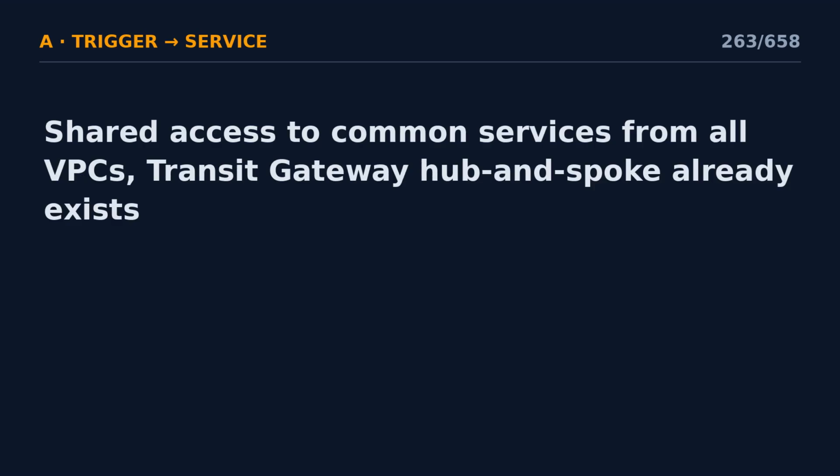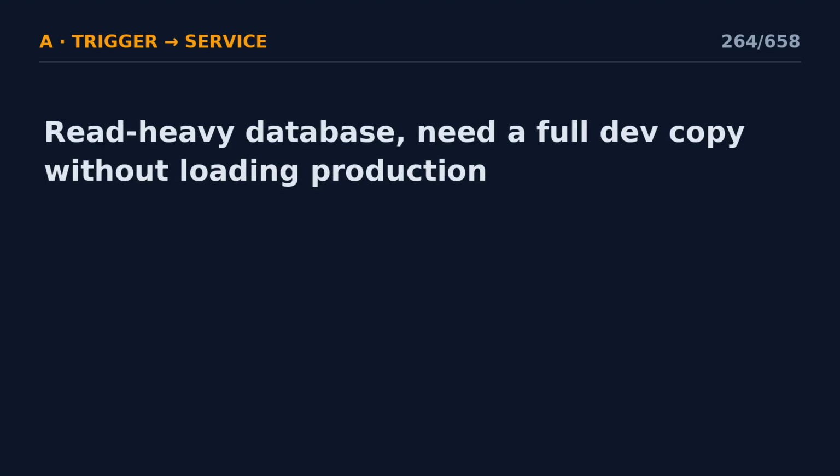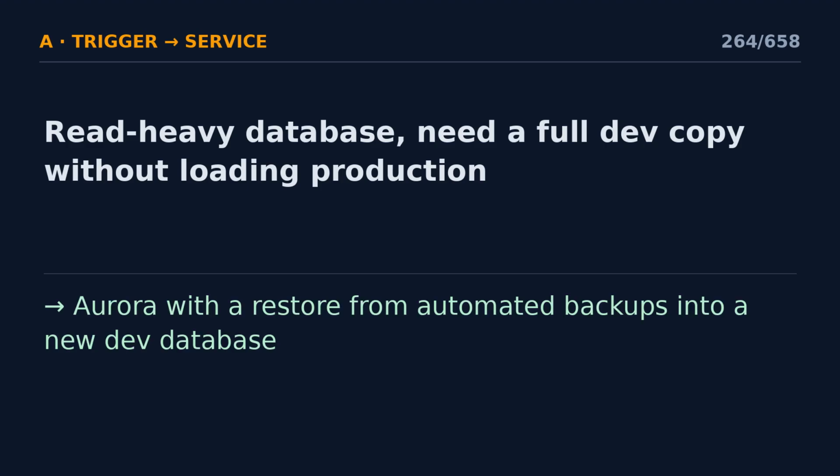Shared access to common services from all VPCs. Transit Gateway Hub and Spoke already exists. Answer: a shared services VPC attached to the Transit Gateway. Read-heavy database. Need a full dev copy without loading production. Answer: Aurora with a restore from automated backups into a new dev database.